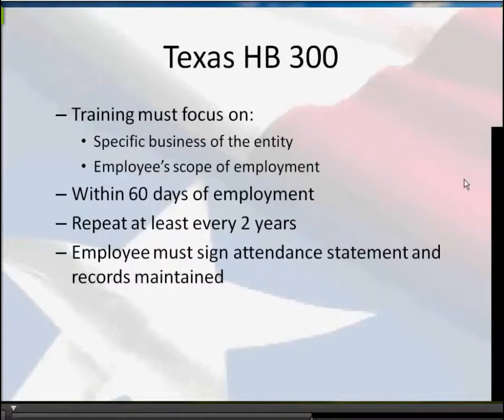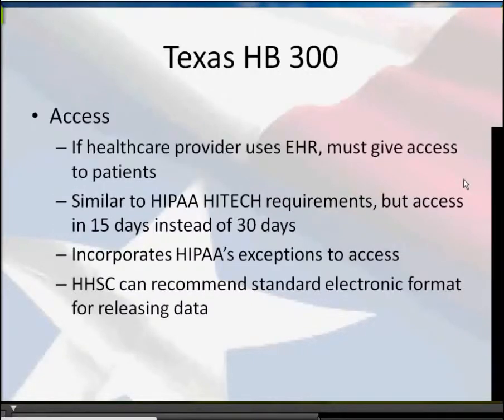But under House Bill 300, training must focus on the specific business of the entity and the employee's scope of employment, must be done within 60 days of employment, and must be repeated at least every 2 years. And the employee must sign an attendance statement and records must be maintained by the office.